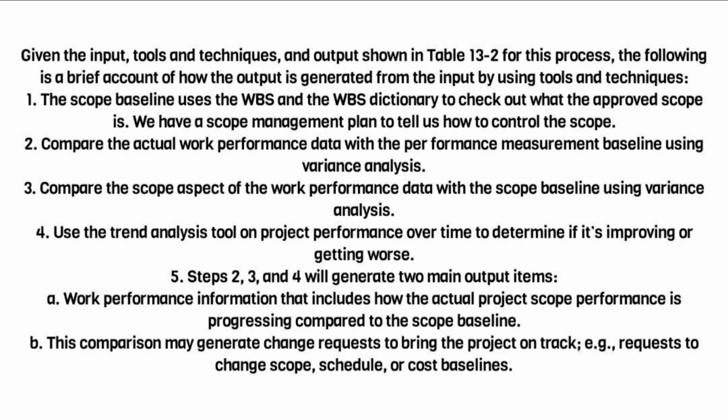Given the input, tools and techniques, and output shown in Table 13.2 for this process, the following is a brief account of how the output is generated from the input by using tools and techniques. 1. The scope baseline uses the WBS and the WBS dictionary to check out what the approved scope is. We have a scope management plan to tell us how to control the scope. 2. Compare the actual work performance data with the performance measurement baseline using variance analysis. 3. Compare the scope aspect of the work performance data with the scope baseline using variance analysis.